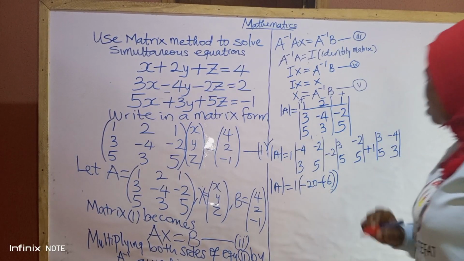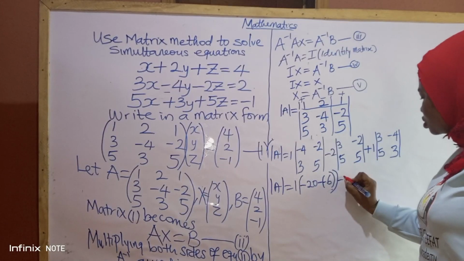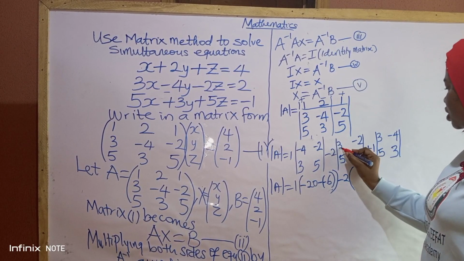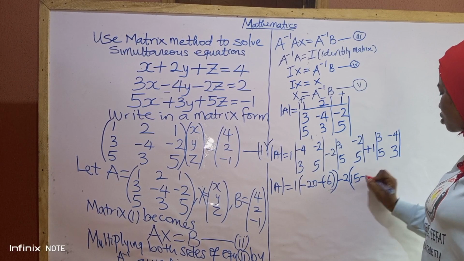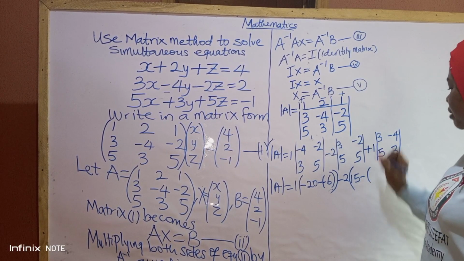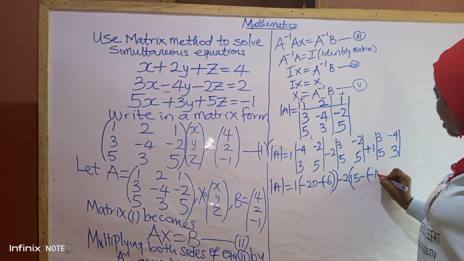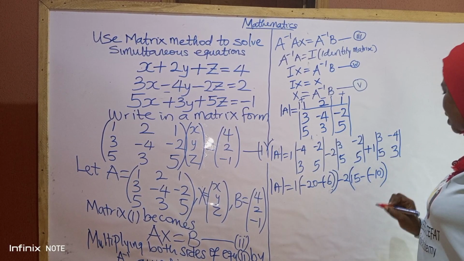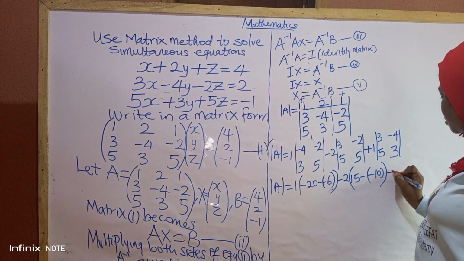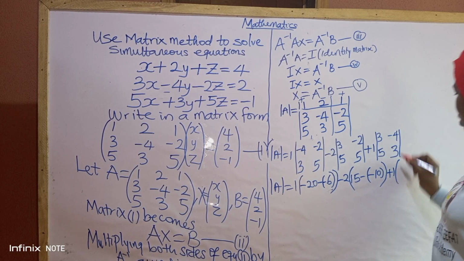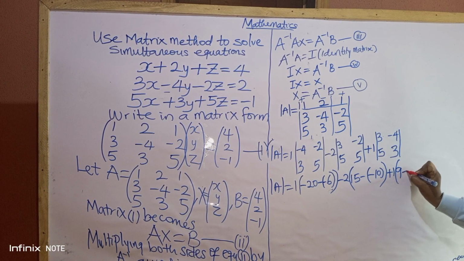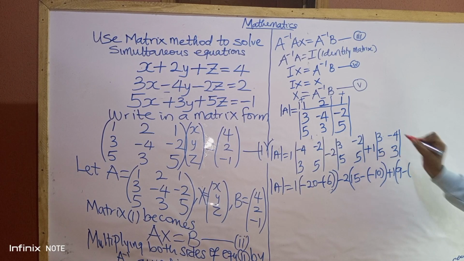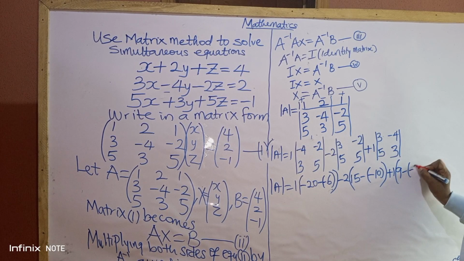Minus 6. So now I have minus 2 here. So 3 multiplied by 5, 15, minus 5 multiplied by minus 2, that is minus 10. Then plus 1, 3 multiplied by 3, that is 9, minus 5 multiplied by minus 4, that is minus 20.